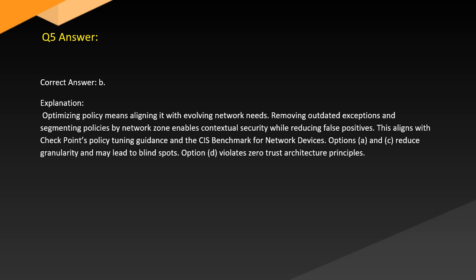This aligns with Checkpoint's policy tuning guidance and the CIS benchmark for network devices. Options A and C reduce granularity and may lead to blind spots. Option D violates zero trust architecture principles.